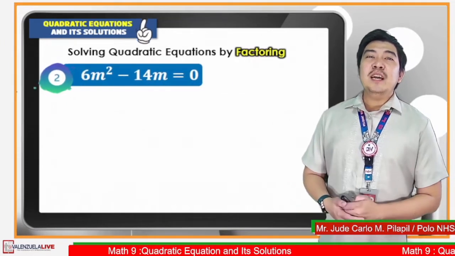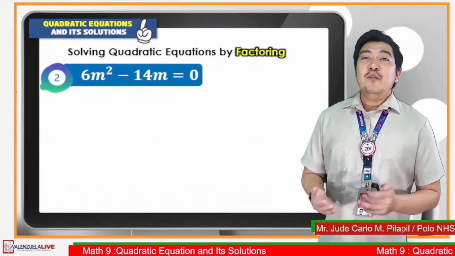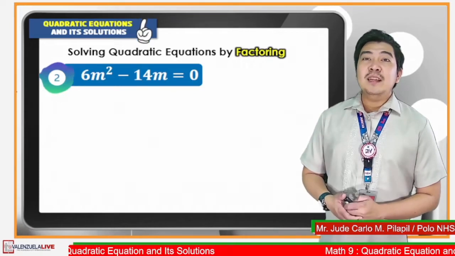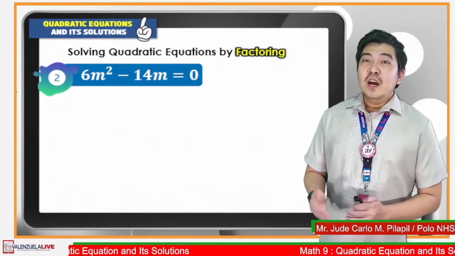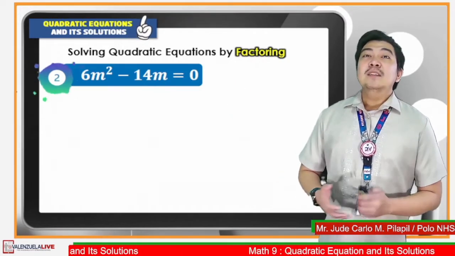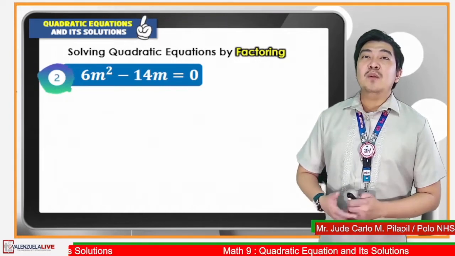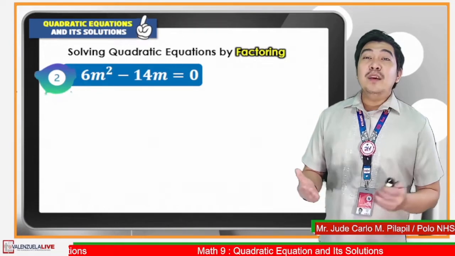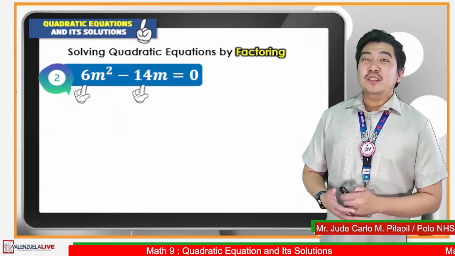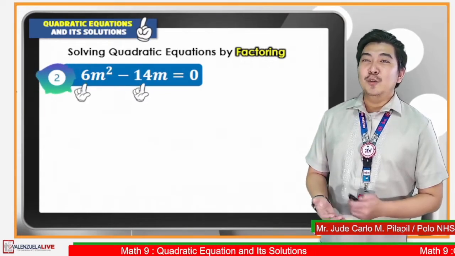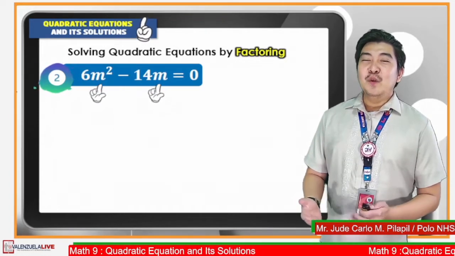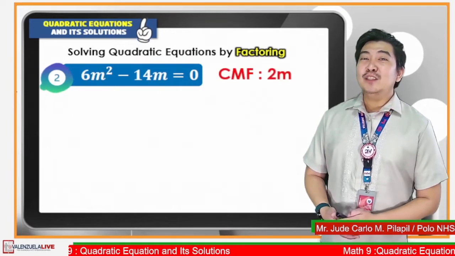We use solving quadratic equations using factoring if the given equation is factorable, and we must make sure that the equation is written in its standard form. First, we need the factored form of the given equation. As we can see in the example, 6m squared minus 14m is equal to 0 is factorable. We can use its greatest common monomial factor, or the GCMF. The GCMF of 6 and negative 14 is 2. The GCMF of m squared and m is m. Therefore, the GCMF of the equation is 2m.